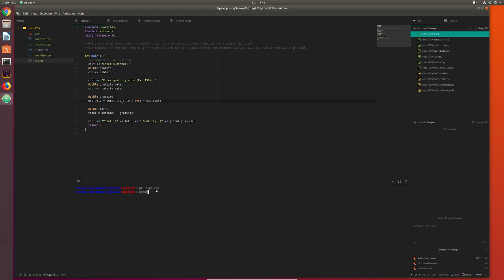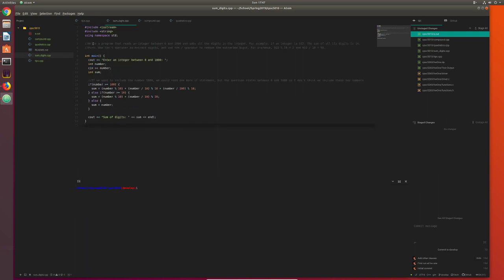compile it, then we'll run it. So say the bill is $100 and you wanted to use a 20% gratuity. The total will be $120 and the gratuity will be 20. So as you see, 20% of 100 is obviously $20, so gratuity of 20, and then that just adds it to the subtotal to get the total. So yeah, pretty easy first problem. Let's move on to number 2.